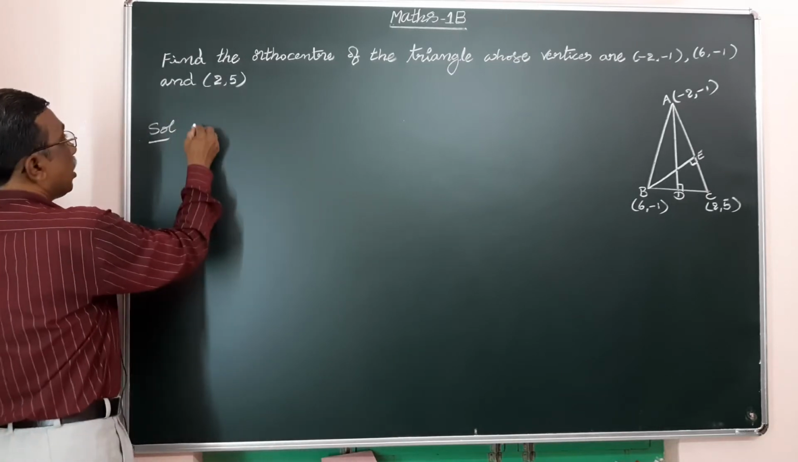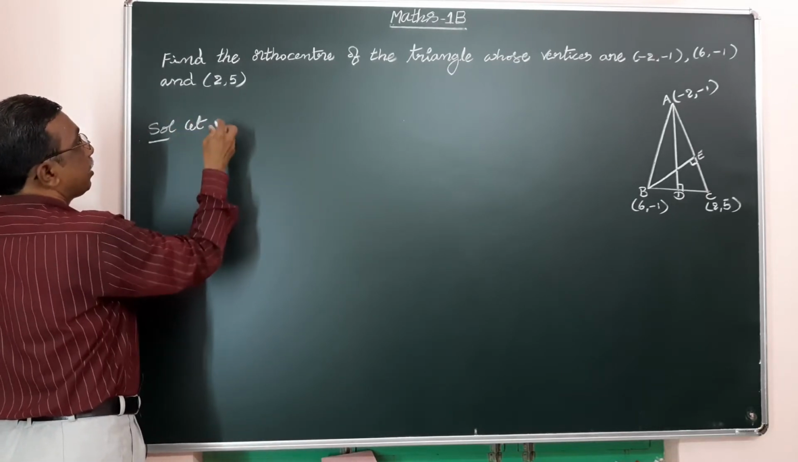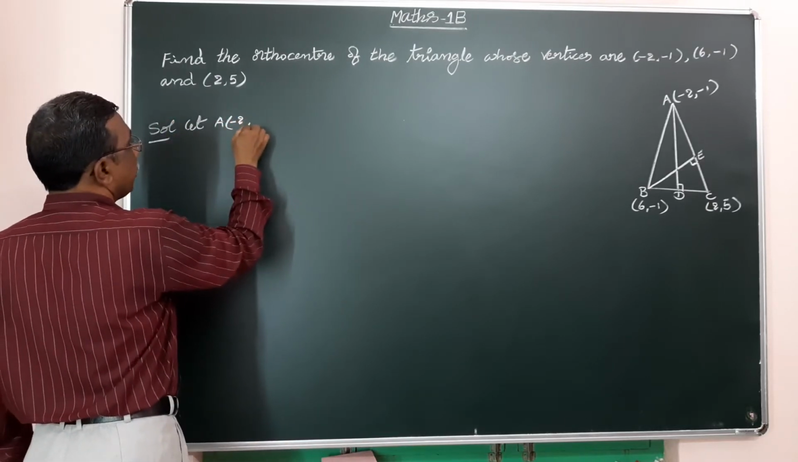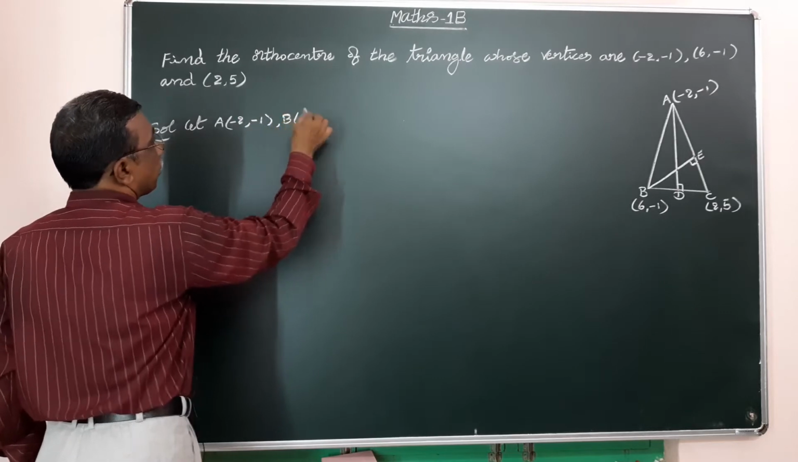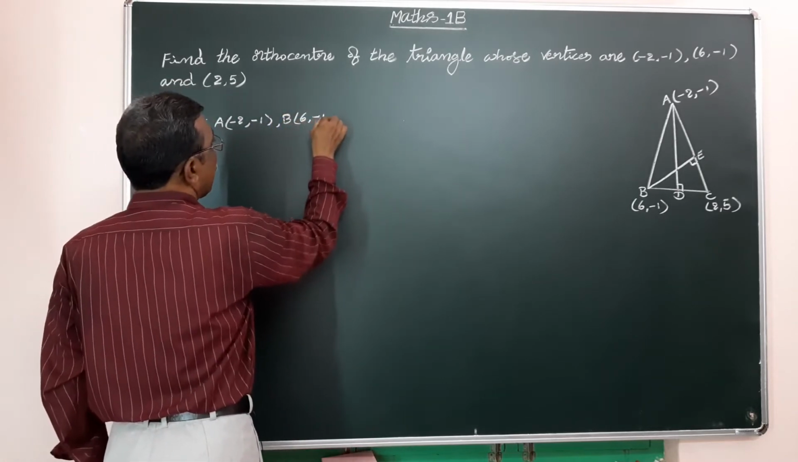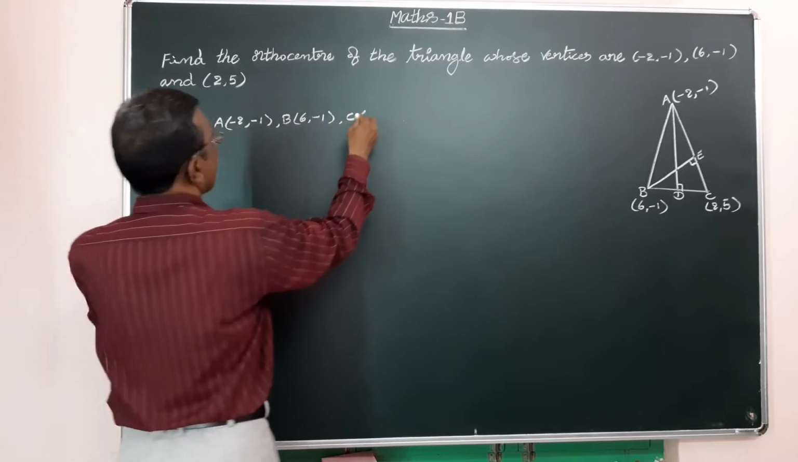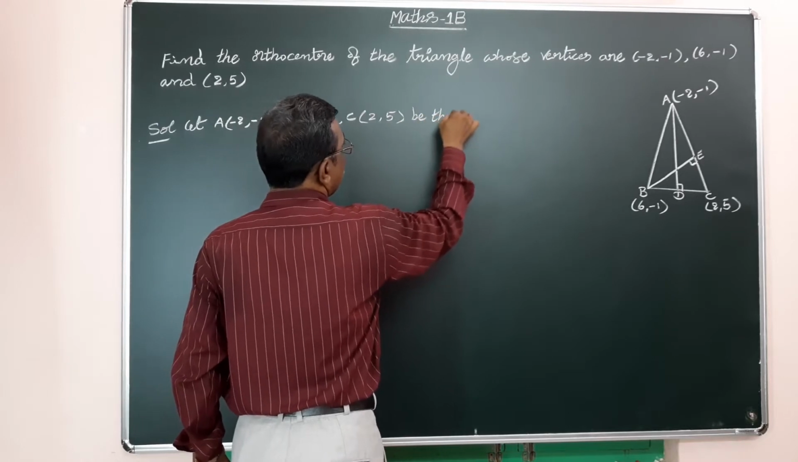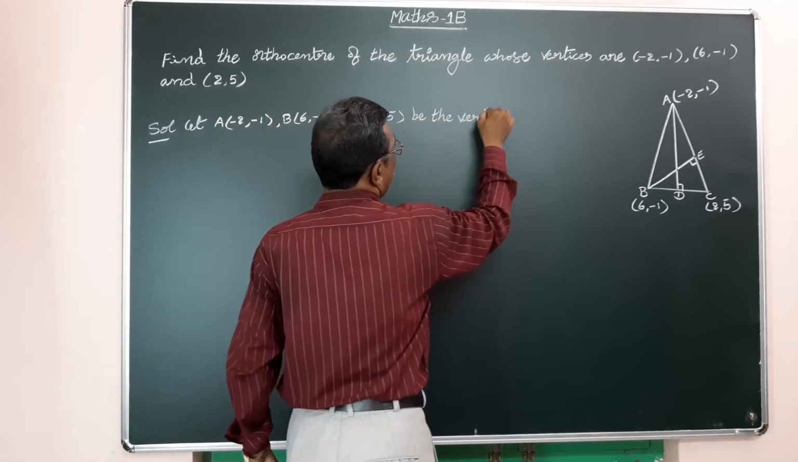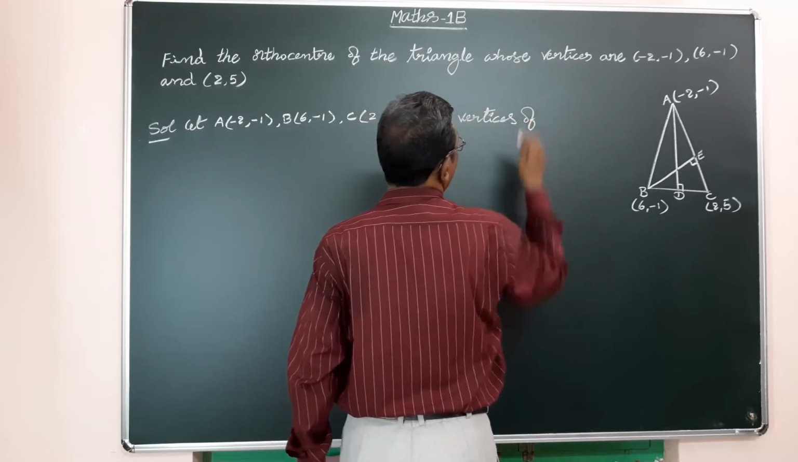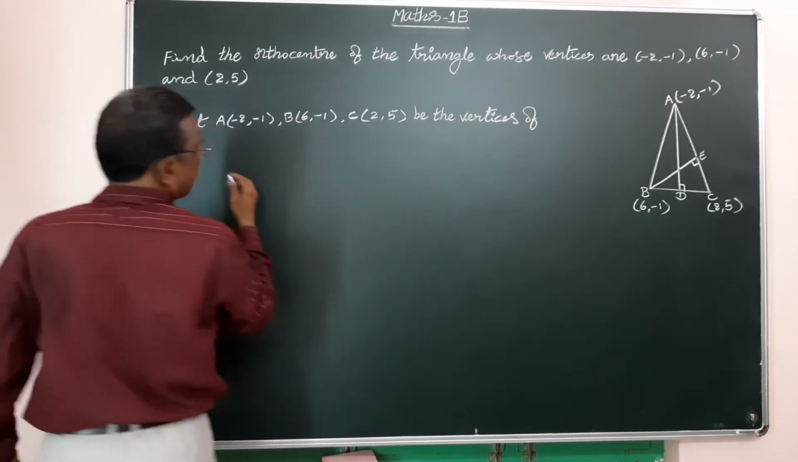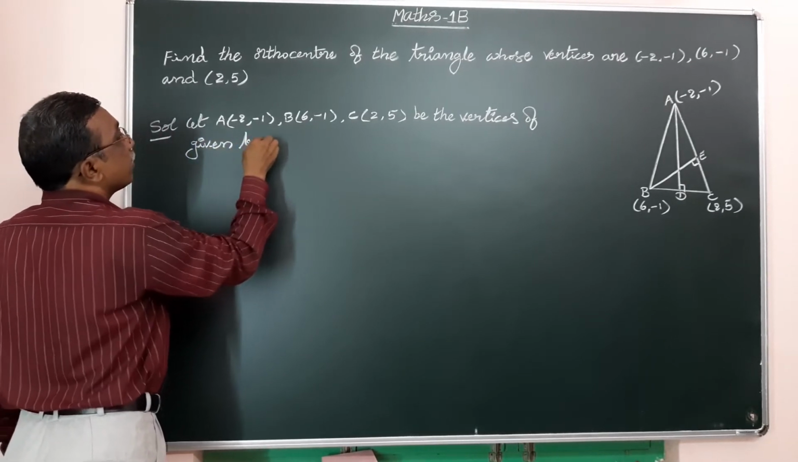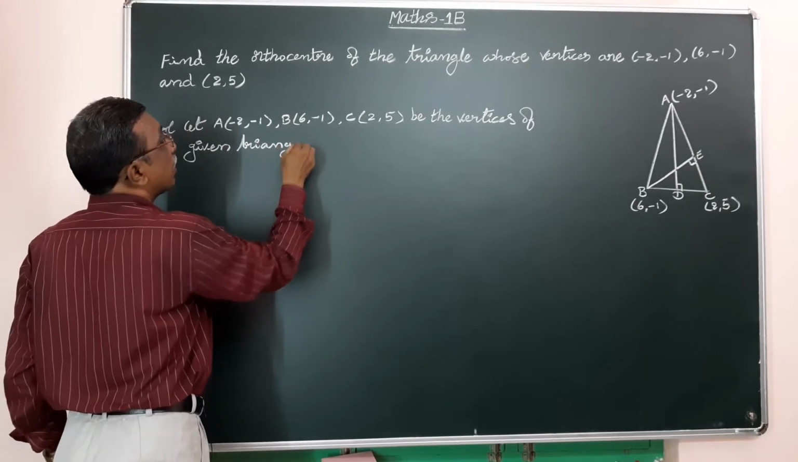So first of all, let A (-2, -1), B (6, -1), C (2, 5) be the vertices of the given triangle.